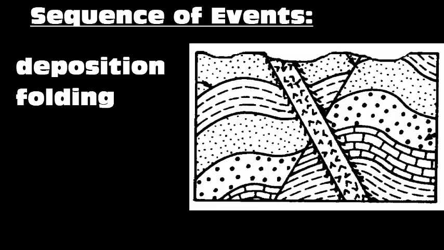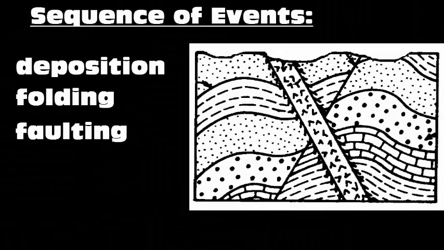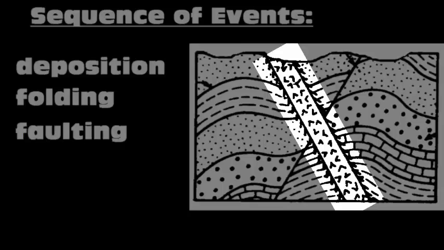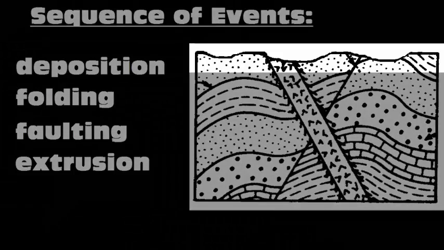Next, you can see those folded layers have been split apart by 2 things. The first is this fault right here, and that's our next step, faulting. Now cutting across the folded layers and the fault, we see our next step, extrusion. And finally, if you look at the top where it looks like everything has been worn away, that's erosion. And that's our last step.